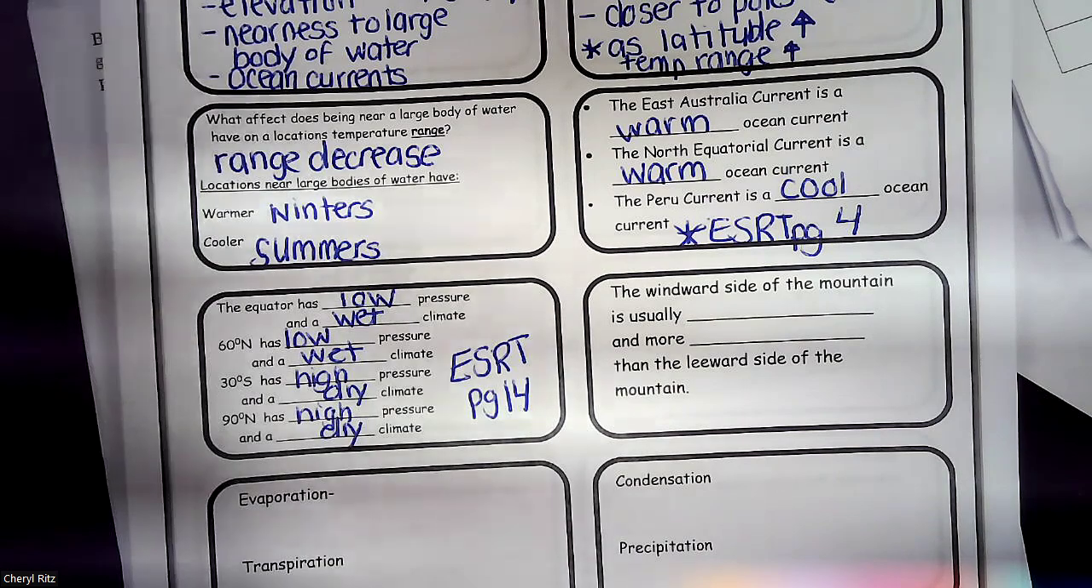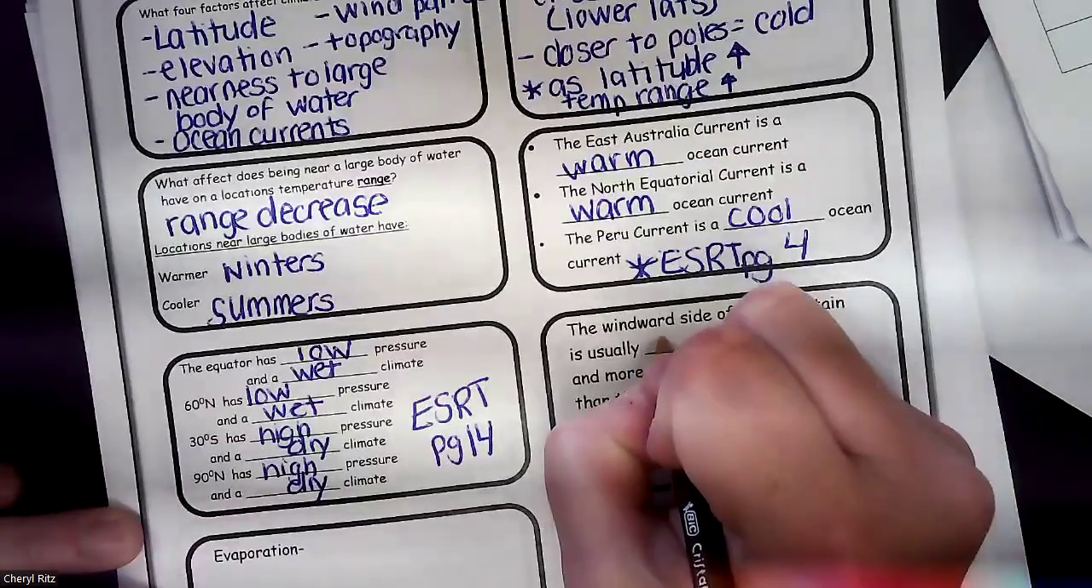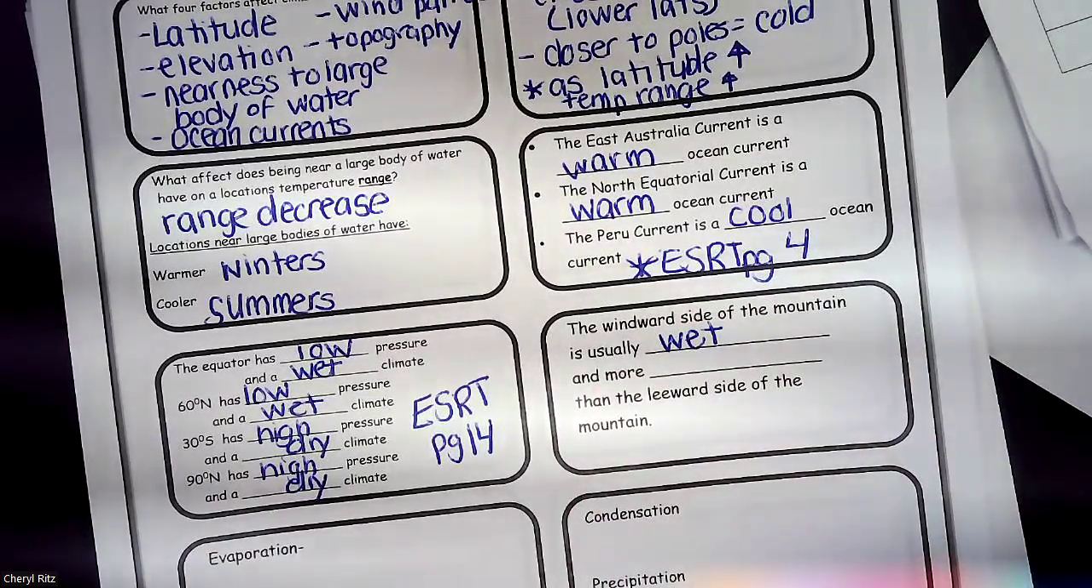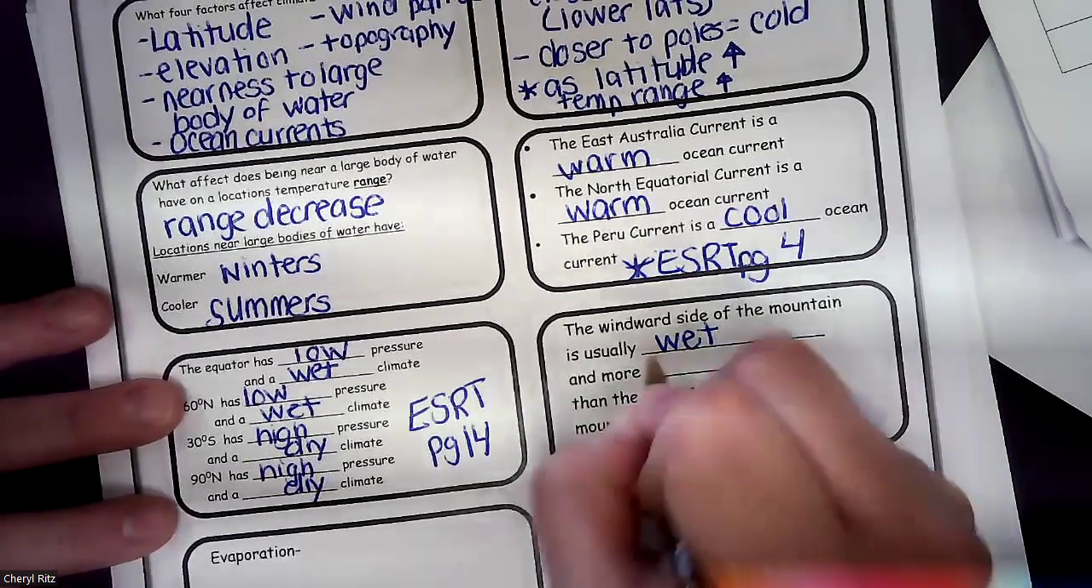Windward side of the mountain. What do we know about the windward side of the mountain? Usually wet, and more what than the leeward side? More cold? Sure. Is more cold?